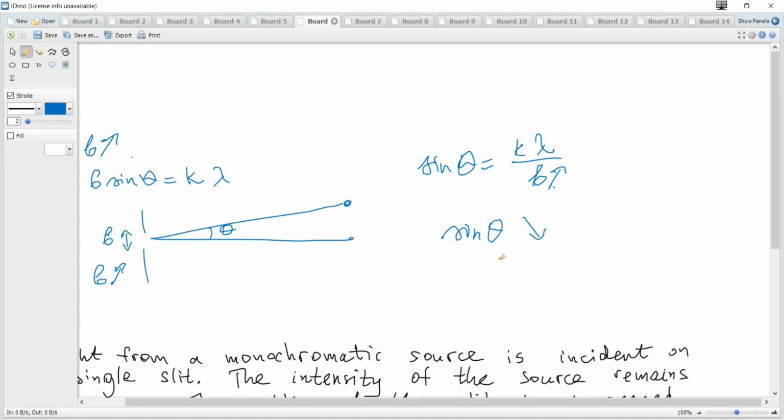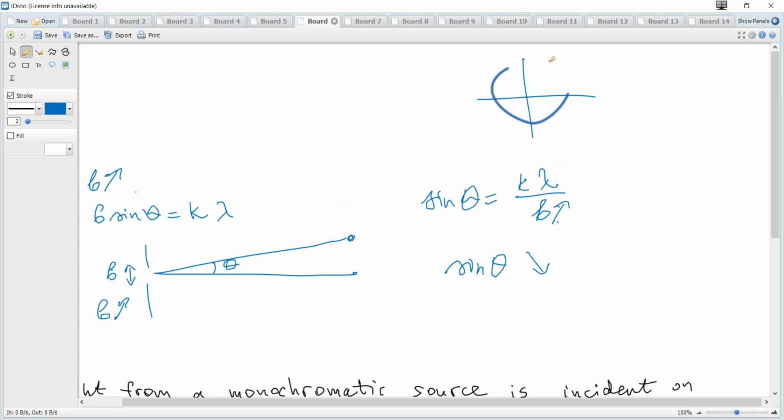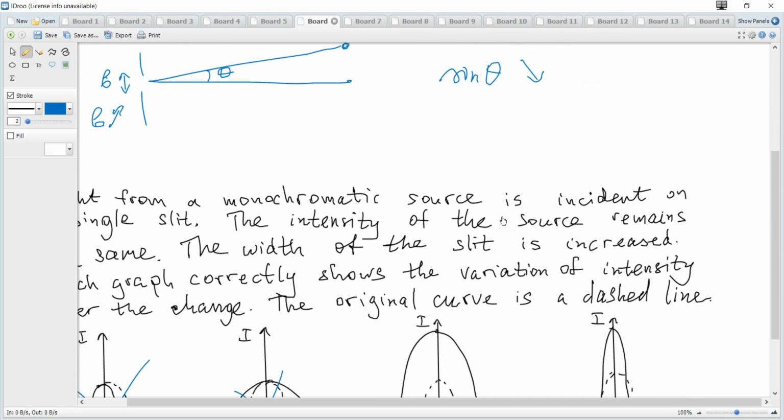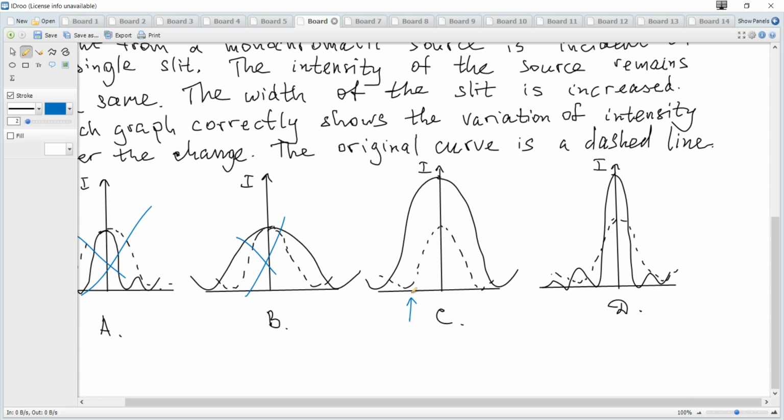And the angle theta, from 0 to 90 degrees on the unit circle, sine is the y coordinate. You can see that it's an increasing function. So if sine decreases, theta also decreases. So the angular position of the first minimum decreases. The new curve is solid, so it must be like this. This position should be at the smaller angle. So that one is not correct. So it's D.